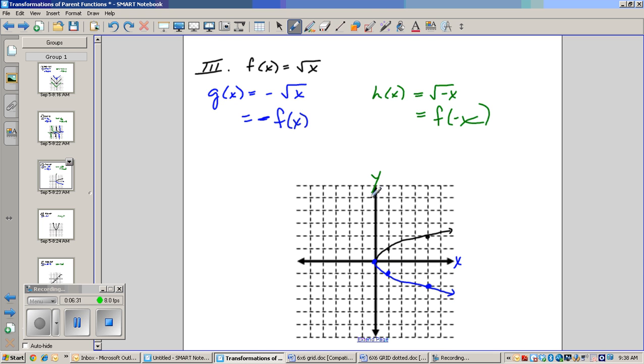Let's think for a minute what the domain of this function is. If negative x is greater than or equal to 0, then x has to be less than or equal to 0. If you put in a negative 1, you get 1. You put in negative 4, you get 2.